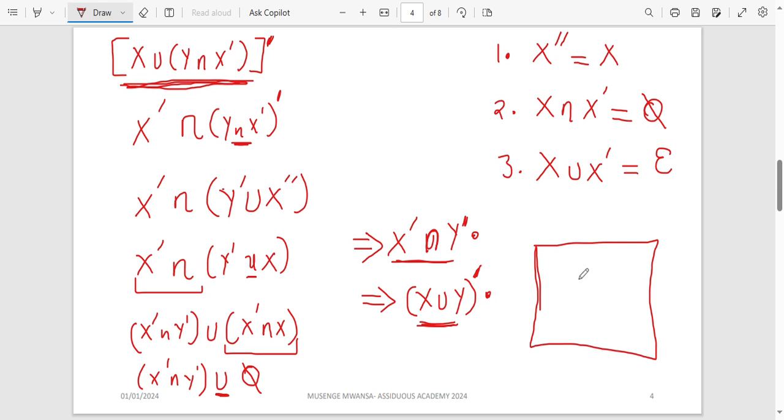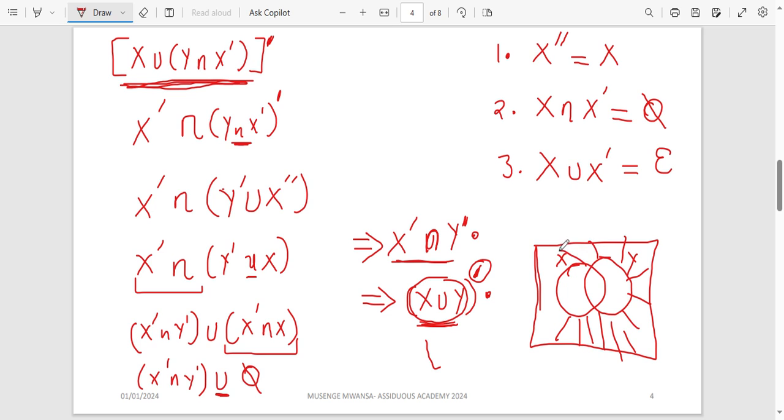We only have the sets x and y. So let's say this is x, this is y. And look at this. We are talking about x union y complement. X union y means get everything in x and everything in y. That is what we would have shaded. But then we want what is outside. So we are getting what is outside x and y. So this is the shading for this set. It is x union y complement.